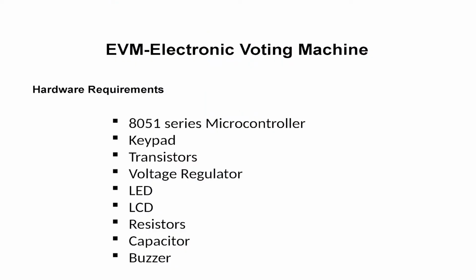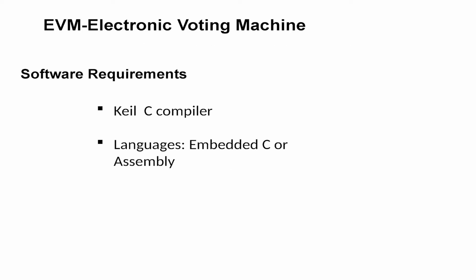The hardware requirements. The hardware required for this procedure is an 8051 microcontroller, keypad or push buttons, transistors, voltage regulator, LCD, LED, resistor, capacitor, and alarm or buzzer. The software requirements are Keil, on which we have to design all the coding, and the language C or assembly language; both languages can be used.